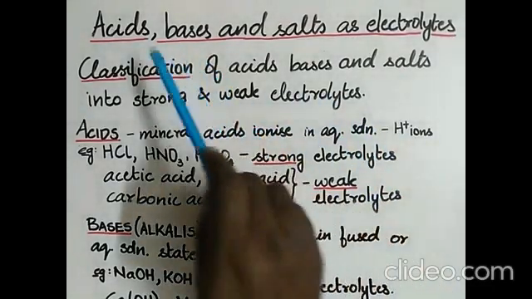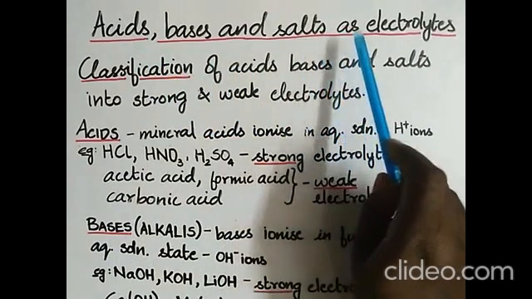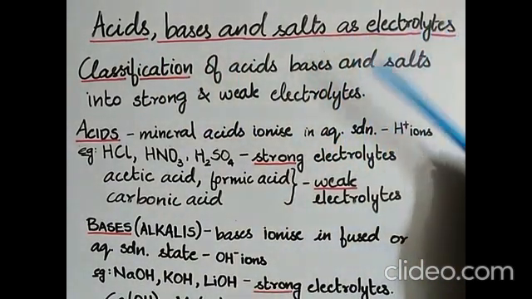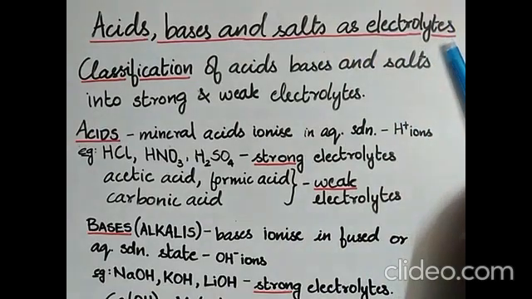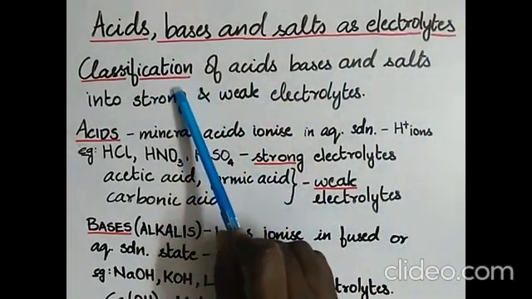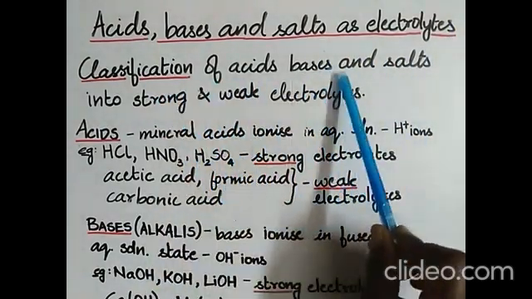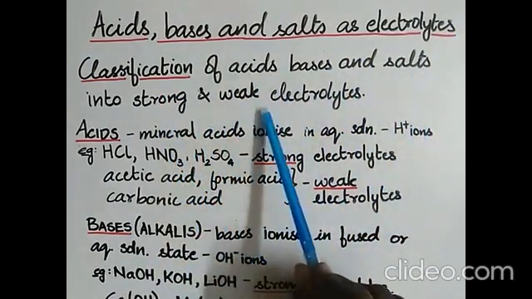We have studied about acid, bases and salts in detail in the last chapter. Now we will study about acid, bases and salt as electrolytes, how they are used as electrolytes. So, based on that, it is classification of acid, bases and salt into strong and weak electrolytes.